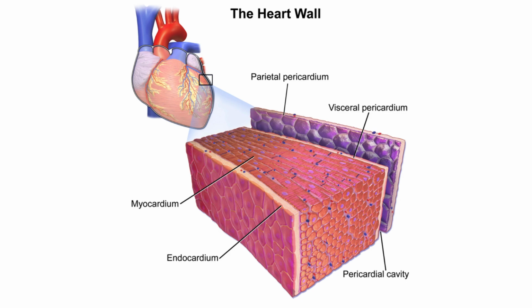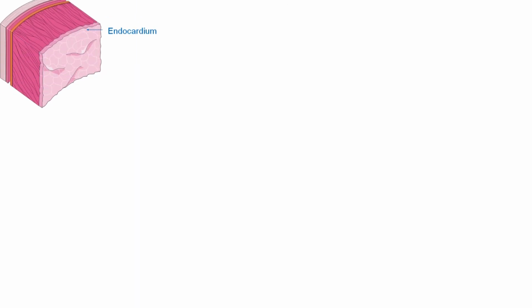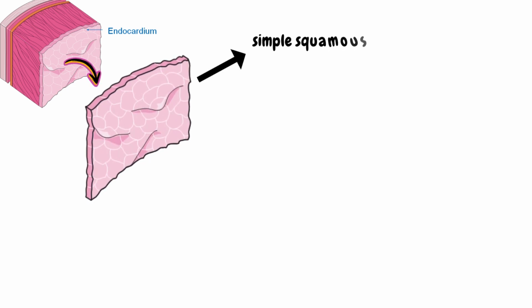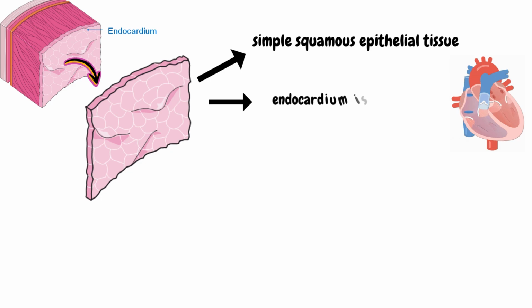Here you can see all the layers of the heart, starting from the inner side: the endocardium, myocardium and the epicardium. We will now go through all of these in a little more detail, starting from the endocardium. Endocardium is the innermost layer, lined by simple squamous epithelial tissue. It means that it is in direct contact with the blood.